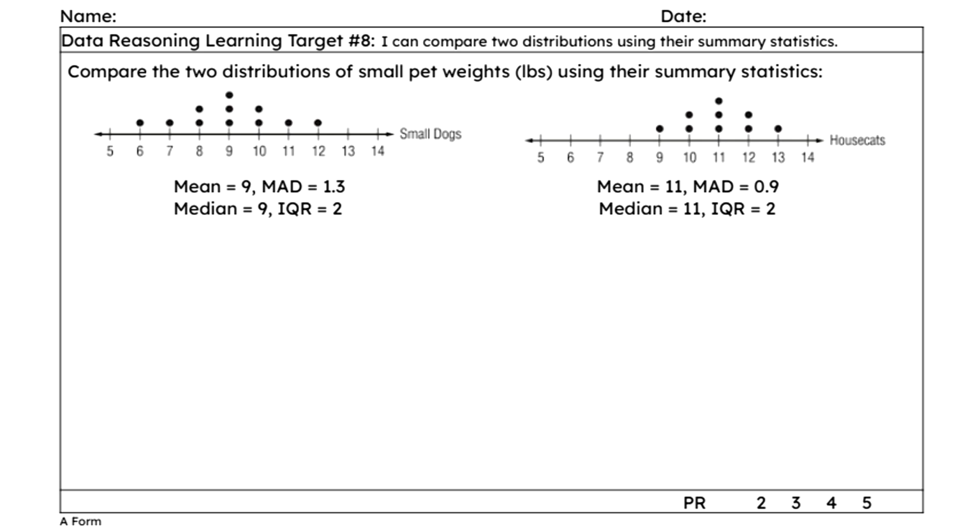This is Gail Kovac for Gresham Barlow School District, Summer School, High School Credit Recovery, Data Reasoning, and Learning Target number 8. I can compare two distributions using their summary statistics.